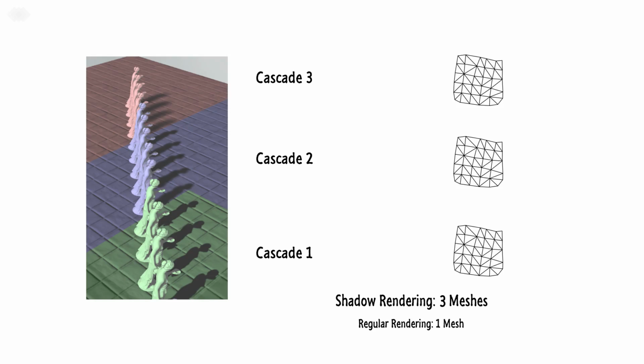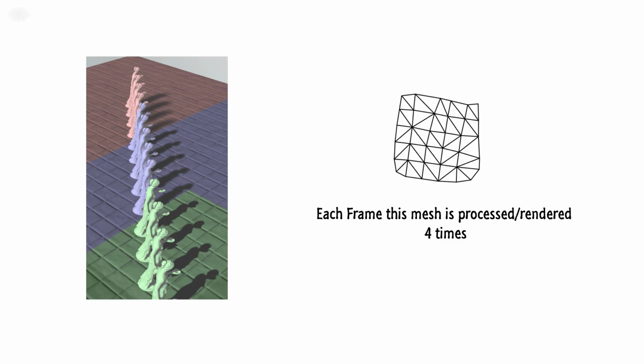There might be other splits in the shadow rendering that might need to use our mesh even more times, but in this case each mesh will be used 4 times. And by used, I mean that each frame this mesh is processed 4 times.